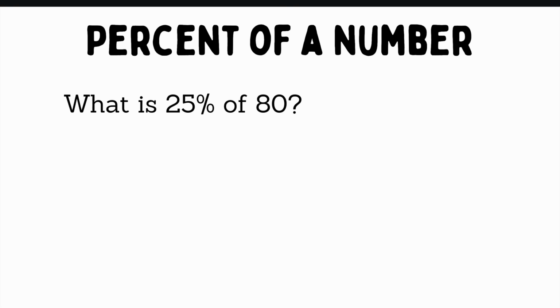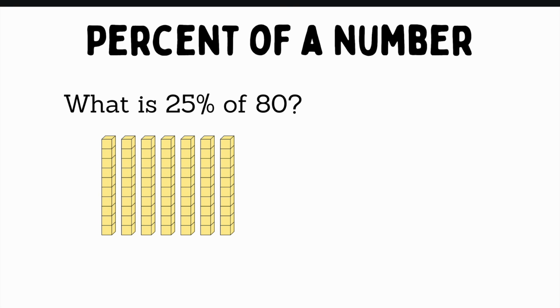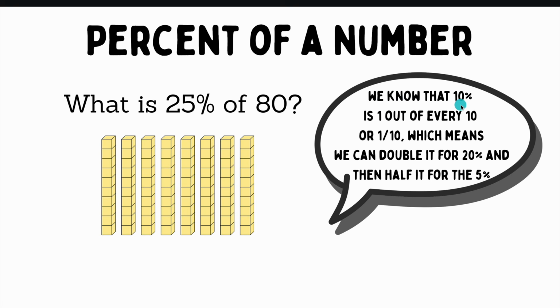What is 25% of 80? Let's create a model for 80. 10, 20, 30, 40, 50, 60, 70, 80. Remember, we know that 10% is 1 out of every 10, or 1/10, which means we can double it to get to 20%. So we can do 10% plus another 10%, and then half that for the 5%. All right, we're going to do 25% as 10% plus 10% plus 5%.